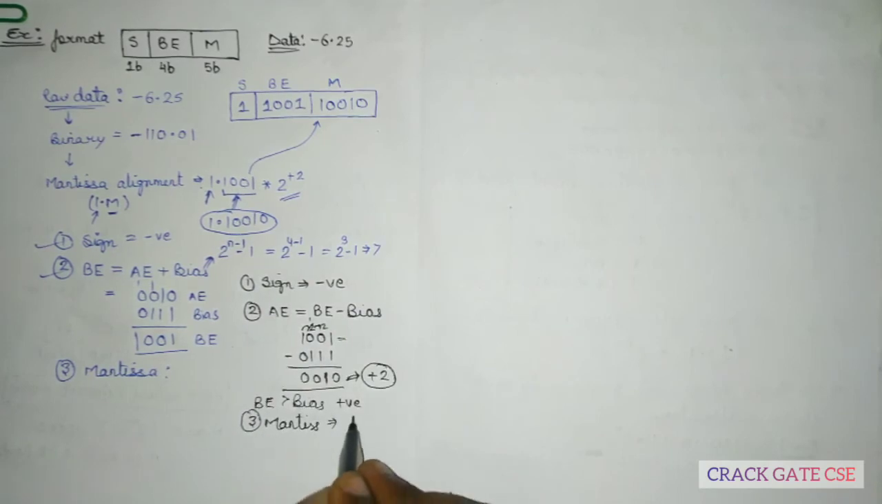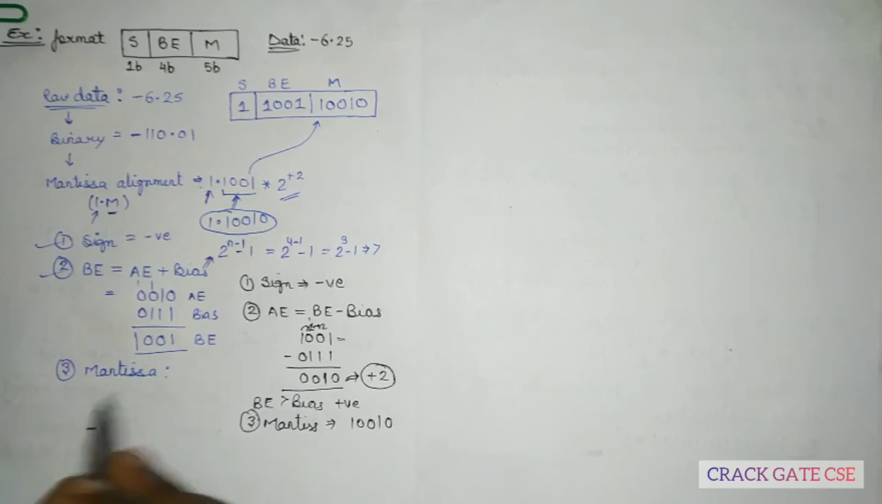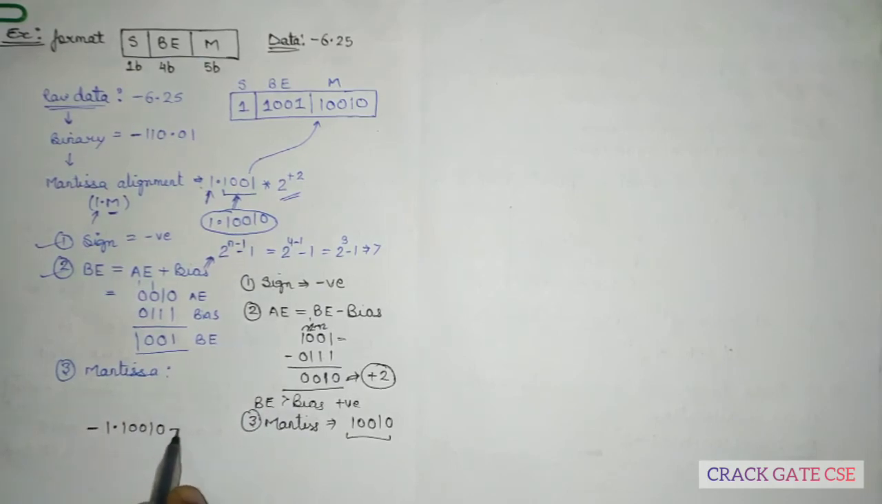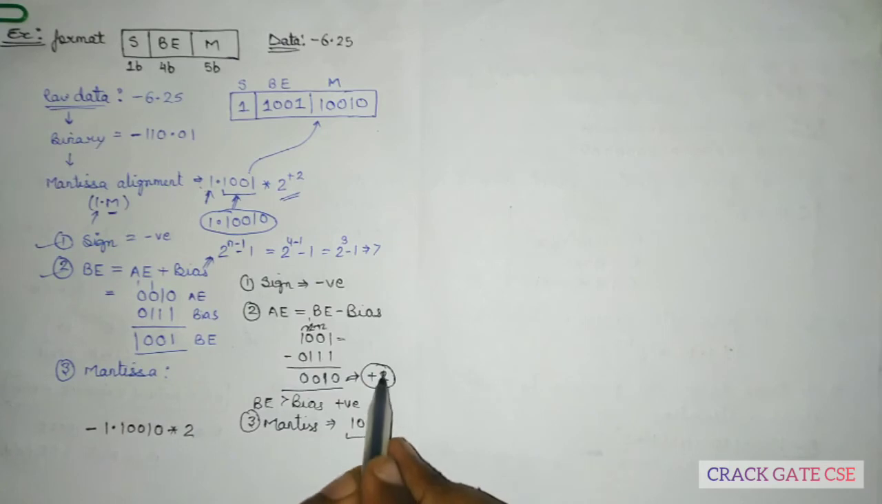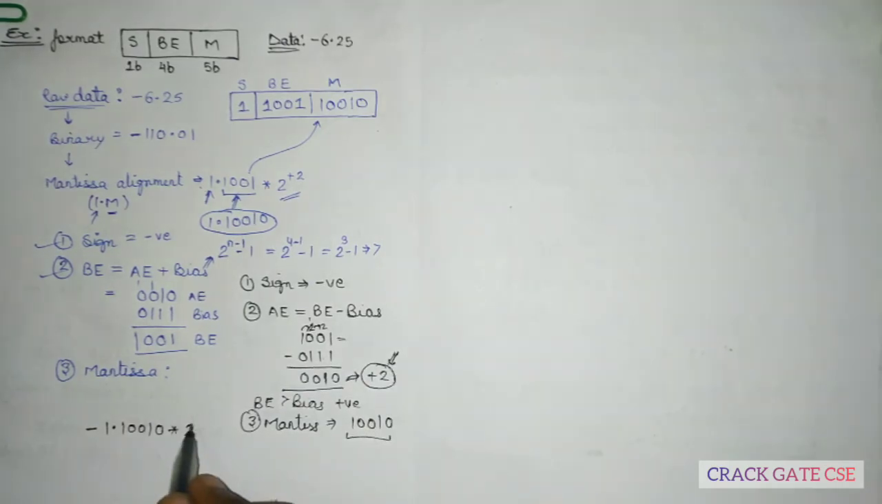You already know that the mantissa part is 10010. Now just make sure that we have put it in proper order. First of all, we put the sign, which we are getting as negative. Then there is a 1, which is a valid digit. Then there is the mantissa part, which is 10010. Then there is a base, which is 2. Then we have the actual exponent, which is plus 2, right? This is what we are getting in the binary format.